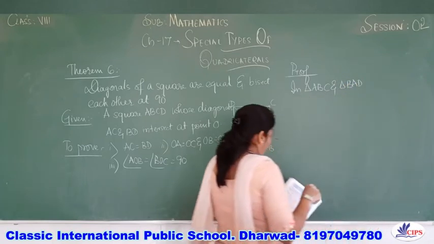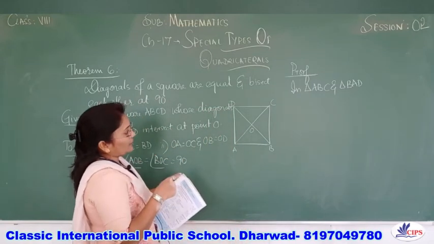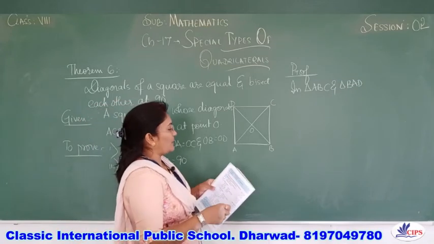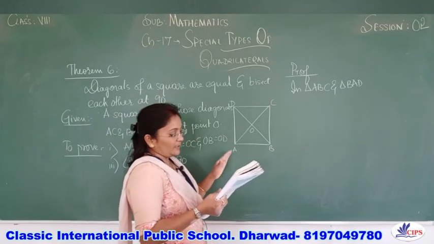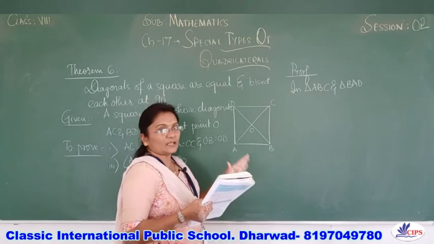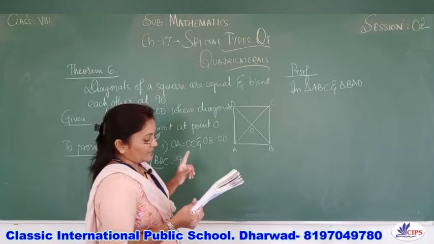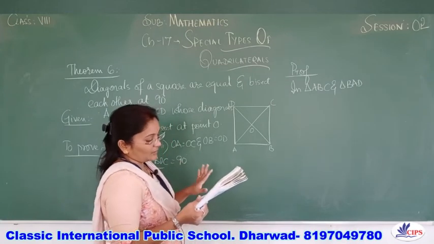So, what happens in that triangle? We have taken triangles ABC and BAD. AB is equal to AB, as both triangles lie on the side AB, so it is a common side. Then AD is equal to BC because these are sides of a square, and angle ABC is equal to angle BAD, which is 90 degrees. Now, we have to prove that the triangles are congruent.